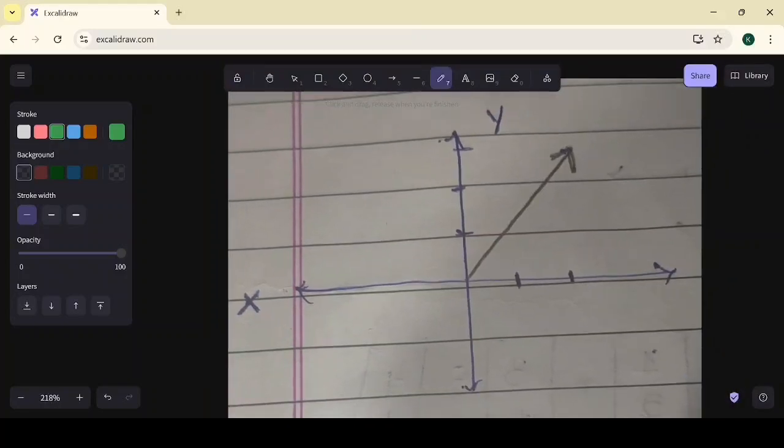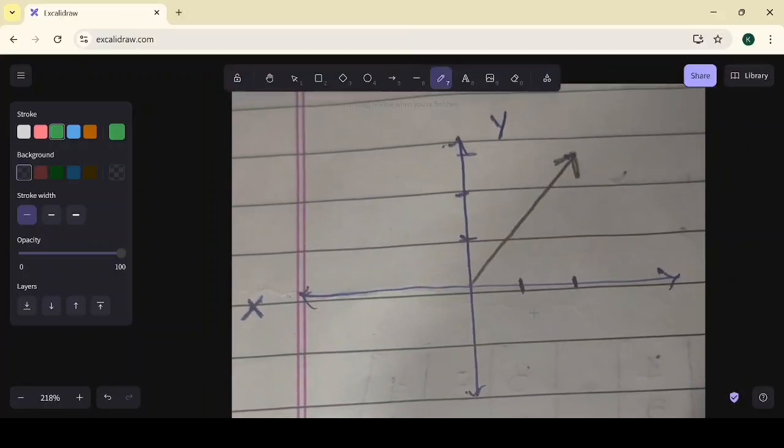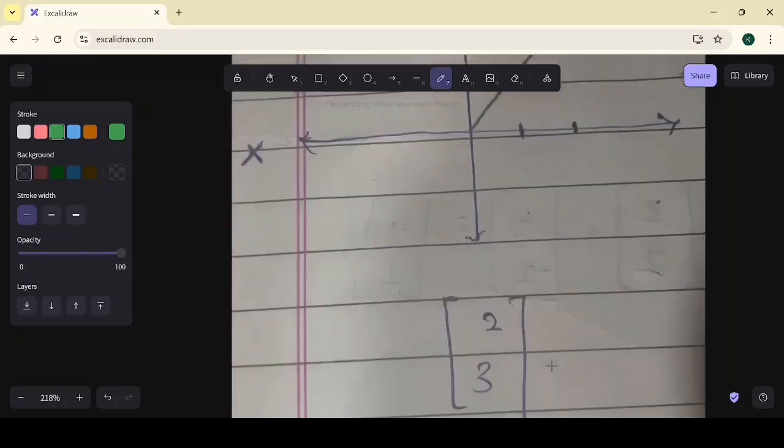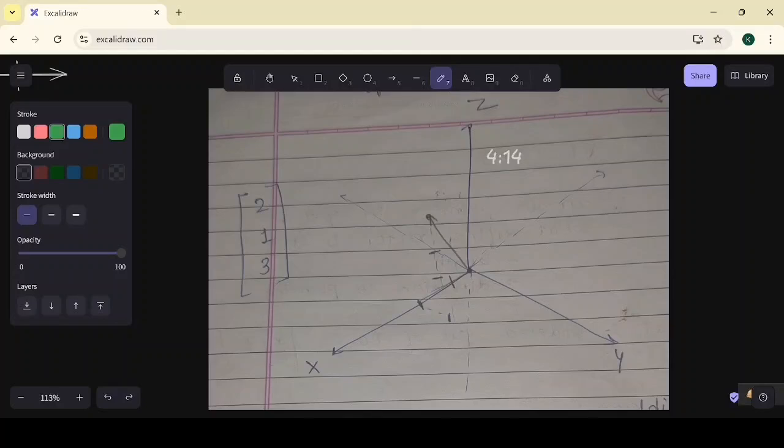Here is another example of a 2D vector. Can you guess the coordinates of this vector? Or can you define this vector numerically? Now, let us talk about 3D vectors.